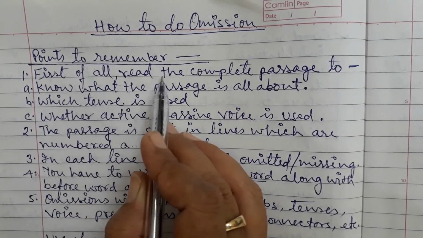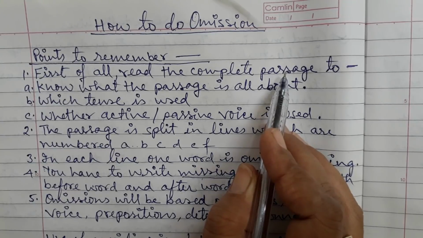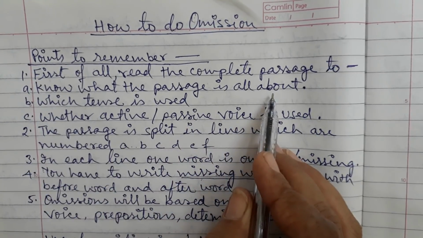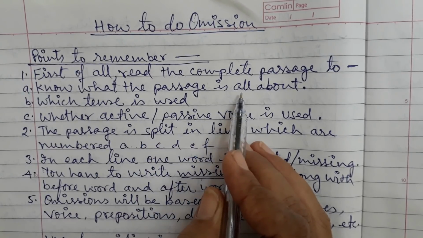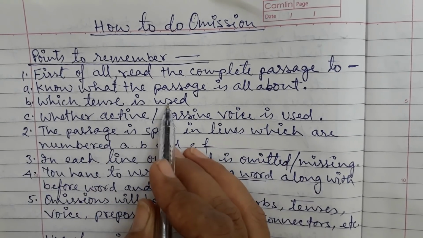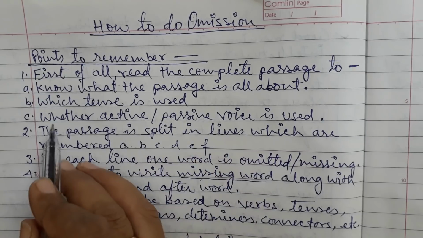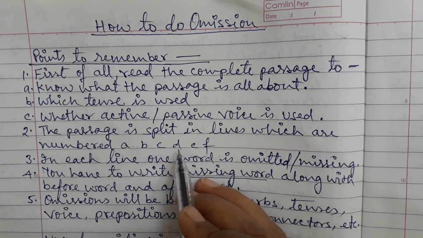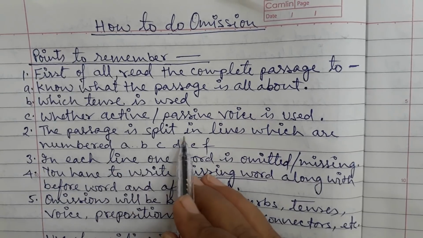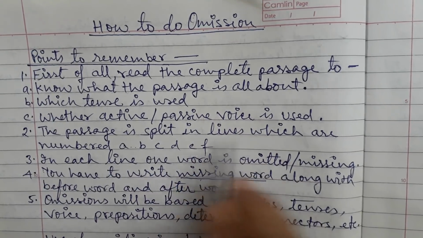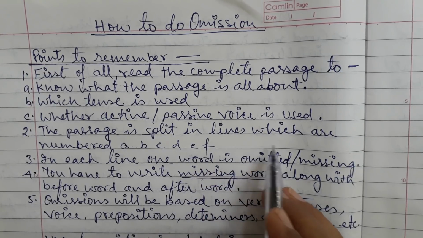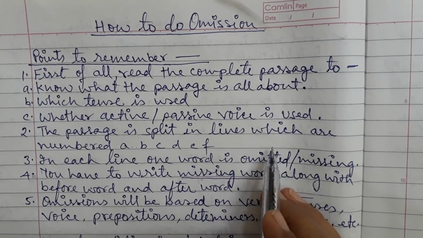First of all, you should read the complete passage carefully so that you can know what the passage is all about, what we are talking about, which tense is used or should be used, whether the passage is in active voice or passive voice. The whole passage is split or divided in lines which are numbered A, B, C, D, E, F, G, H, and so on according to the number of questions.